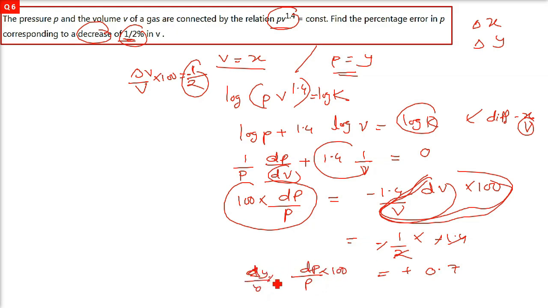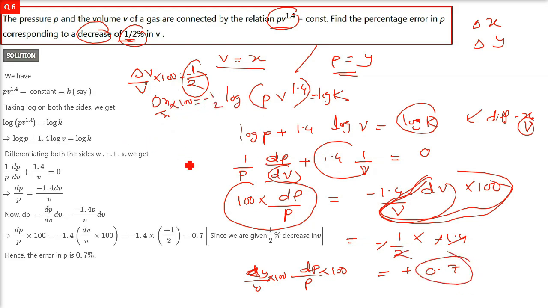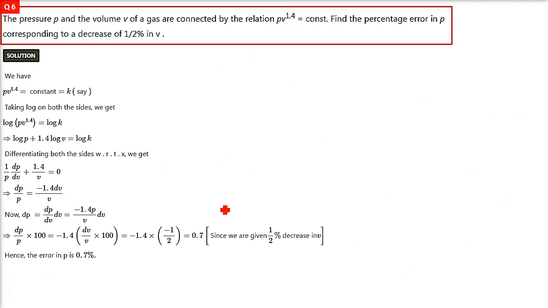Basically it's delta y by y into 100 only, because delta x by x into 100 is given as negative half percent. And how are you going to do this? Let me just clean it up so that you actually see how you have to write. You have to follow these instructions and you have to write everything in language.